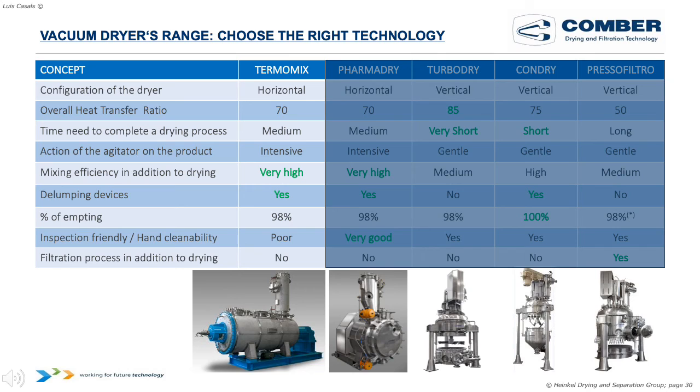The first vacuum dryer we've been considering is the Thermomix, the first column. As you can see, the main benefit of this option is the mixing efficiency. Also, of course, it's possible to install a delumping device.